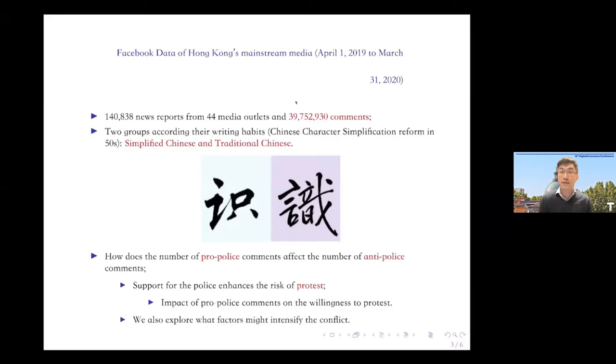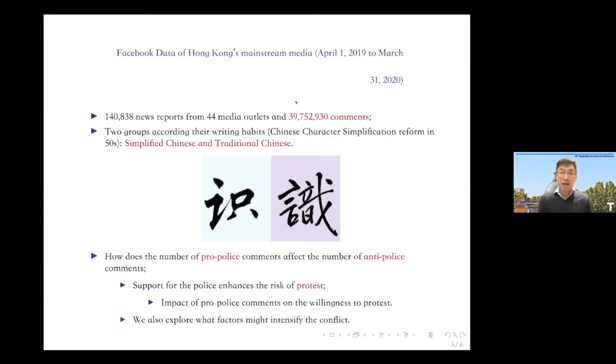Chinese character, but there are two ways to write Chinese character. As you may see here in the picture, this is the word in Chinese character meaning knowledge. On the left-hand side, you see its expression under the usage of simplified Chinese character. On the right-hand side, you see its expression under the usage of traditional Chinese character.